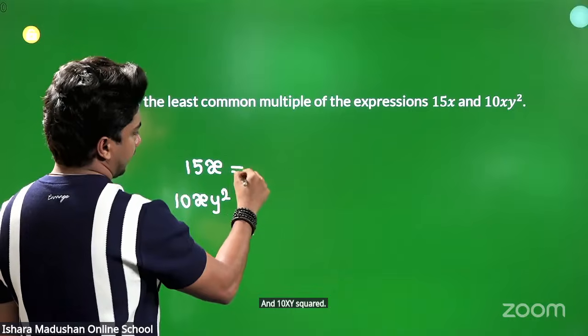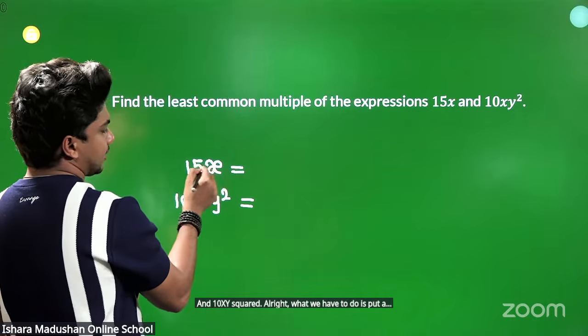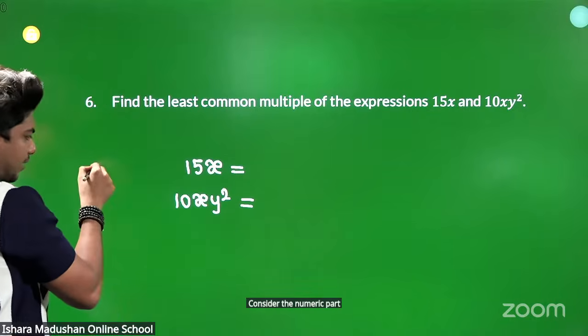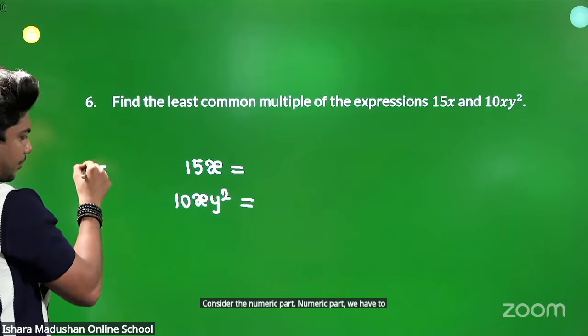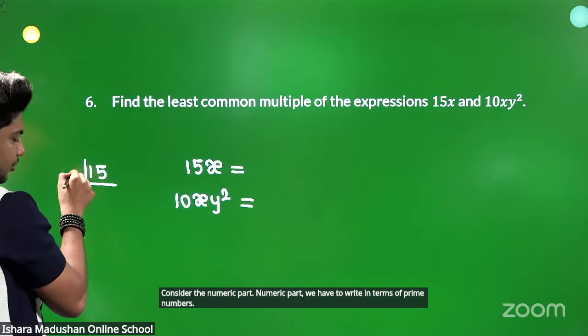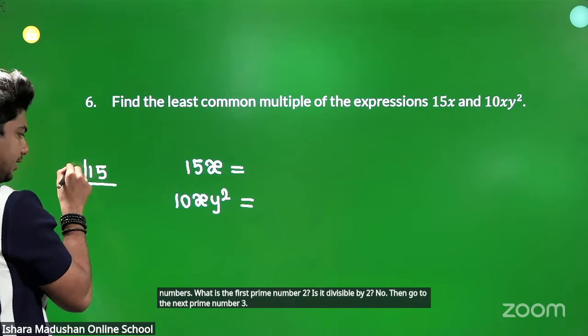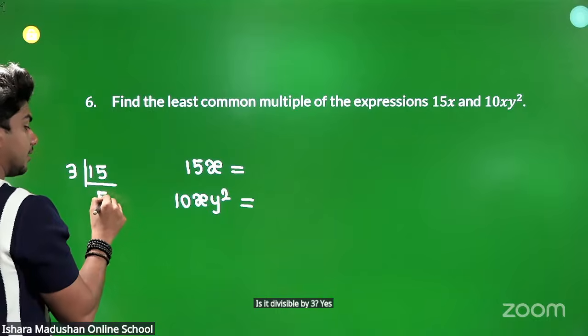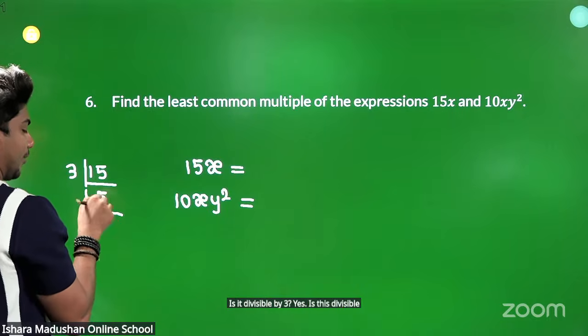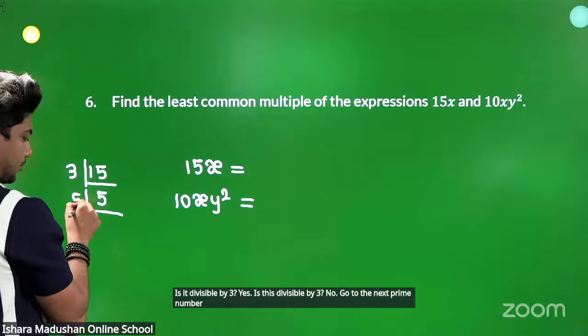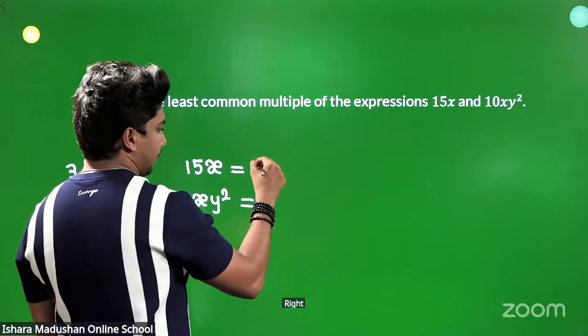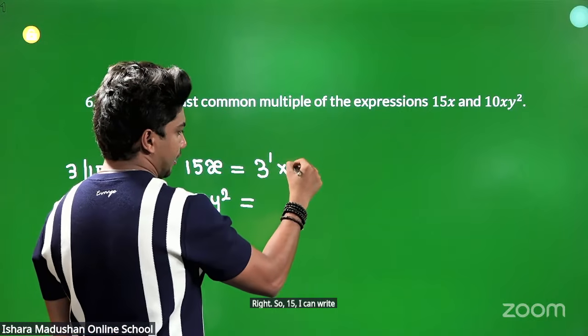All right. What we have to do is consider the numeric part. Numeric part we have to write in terms of prime numbers. What is the first prime number? 2. Is it divisible by 2? No. Then go to the next prime number 3. Is it divisible by 3? Yes. Is this divisible by 3? No. Go to the next prime number 5. Yes. Right. So 15 I can write 3 to the power 1 into 5 to the power 1.